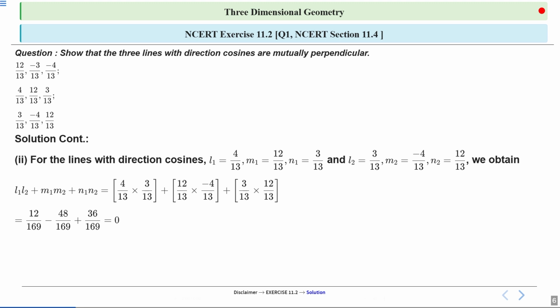After calculating, we again find that the sum is 0. So this confirms that this pair of lines is also perpendicular. Therefore, we can conclude that the lines are perpendicular.